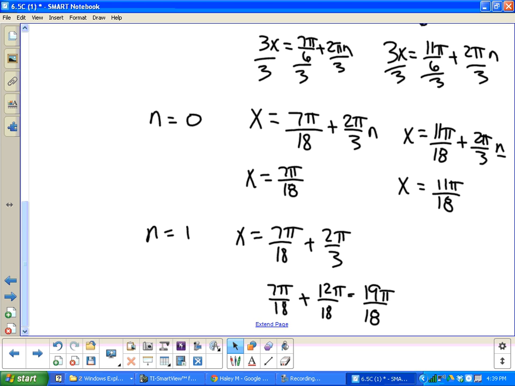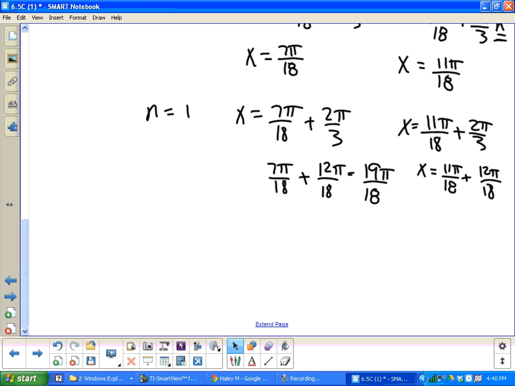Now, let's try the other one here. So let n equal 1. This would be plus 2 pi over 3. Again, I need a common denominator. We get 11 pi over 18 plus, and then write that as 12 pi over 18. So 11 pi over 18 and 12 pi over 18 would be 23 pi over 18, which is still less than 2 pi.